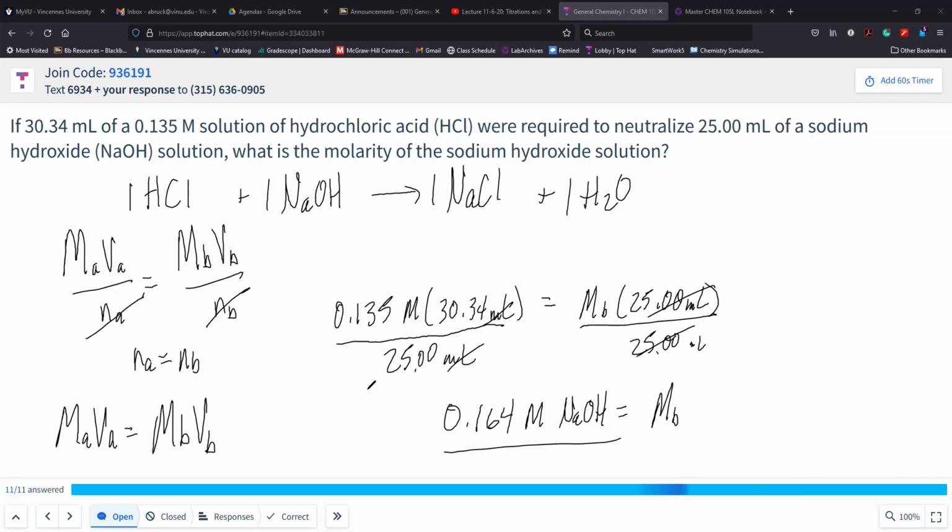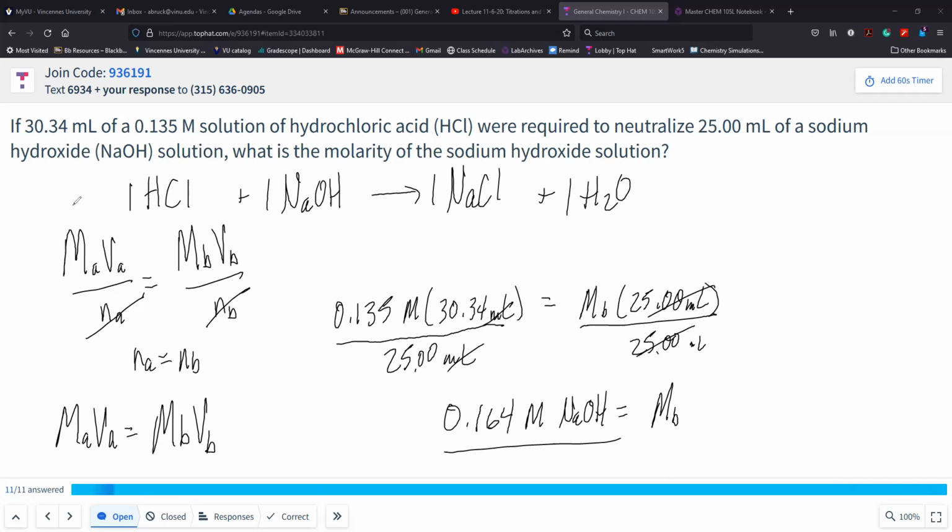And once again, because we are dealing with a concentration of a solution, we need to make sure that all 3 parts are present. Is it rounded correctly? Does it have a unit, in this case molarity? And do we specify the solute? The solute in this case being the sodium hydroxide. So that is how we do these kinds of problems.